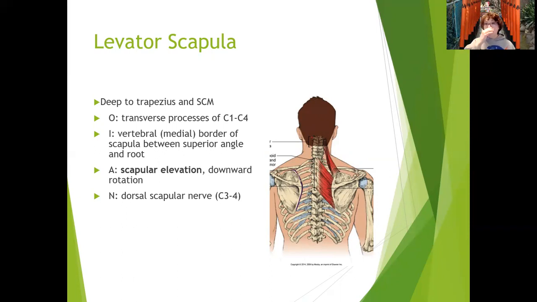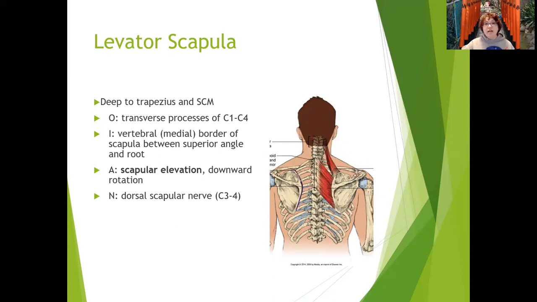It also participates in force couple for downward rotation. And it's innervated by the dorsal scapular nerve, as are some of the other muscles on the dorsal side of the body that attach to the scapula. So hopefully that'll give you the dorsal scapular nerve and help you to remember that.